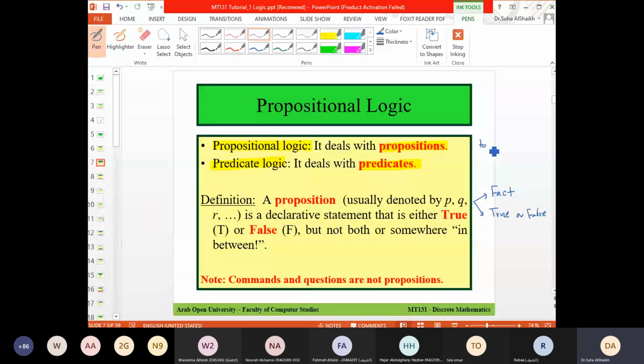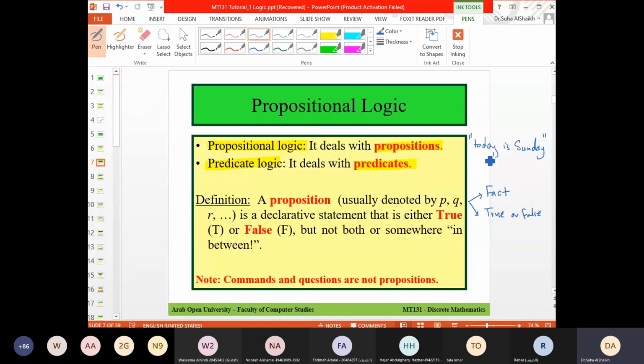For example, if I told you that today is Sunday, this is a statement, right? A sentence with a fact, that today is Sunday. Then you can tell whether it's true or false, right? I know it's false. Today is Tuesday. So a proposition means a sentence with a fact. This fact can be true and it can be false.